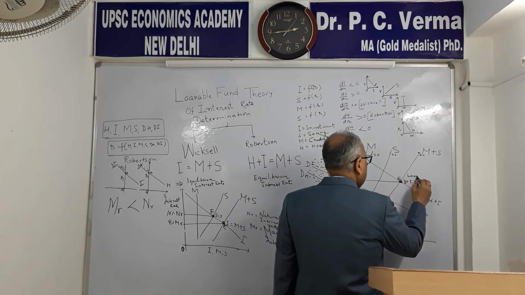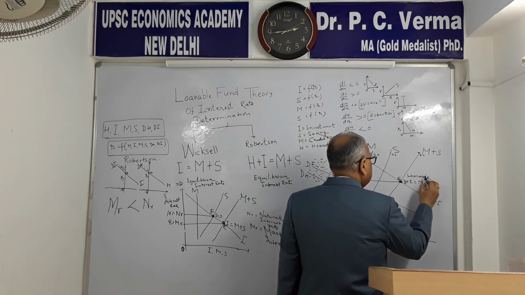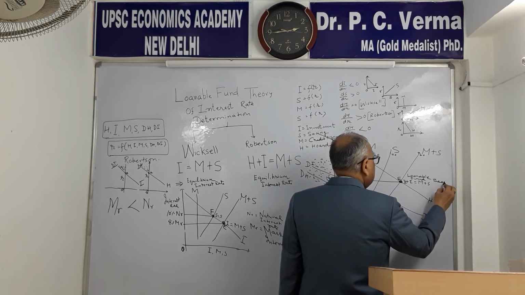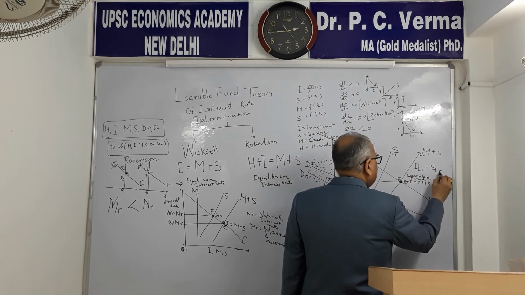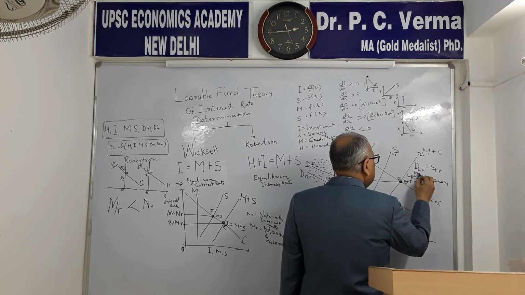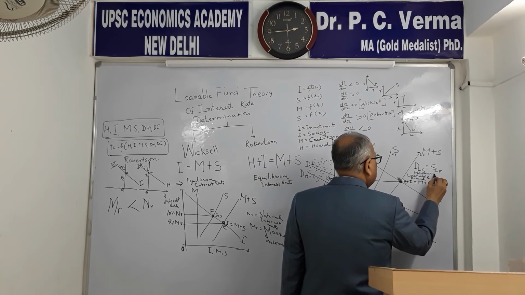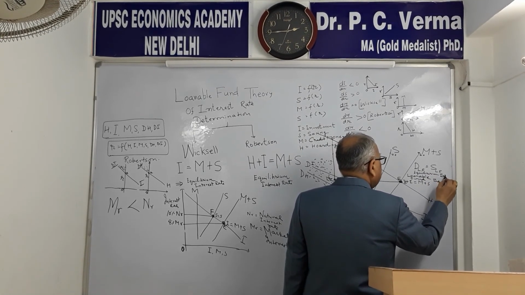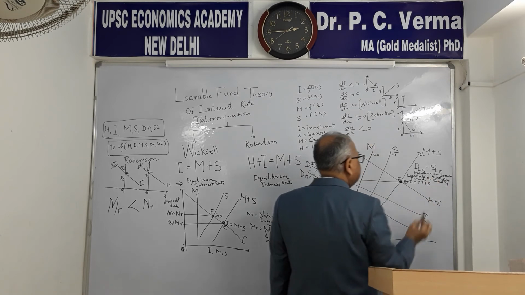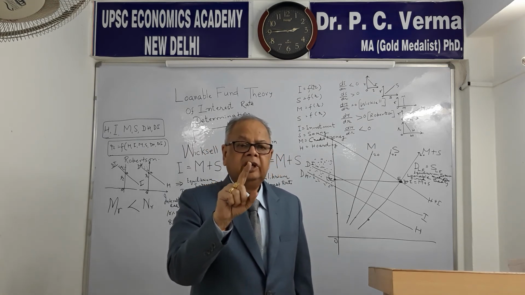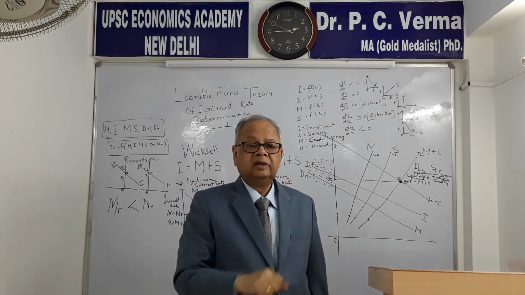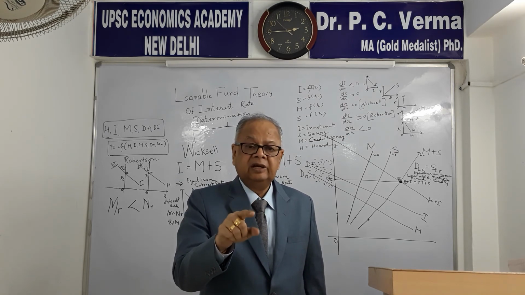This equilibrium is called the loanable fund theory. Demand for loanable fund is equal to supply of loanable fund, equilibrium interest rate. Interest rate is determined by the intersection between the H plus I line and the M plus S line, which gives us equilibrium.